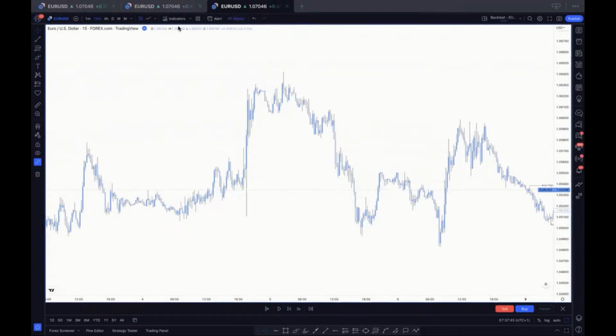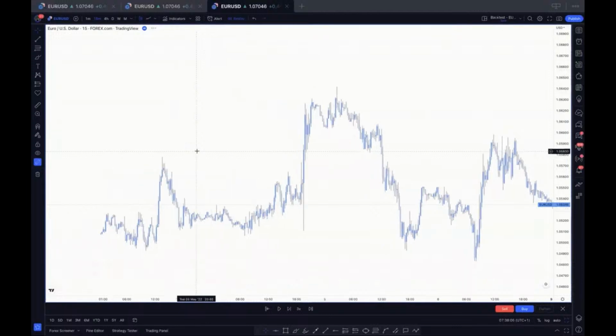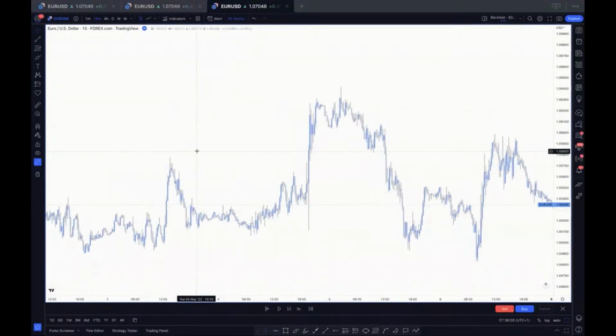The free version, I think, doesn't allow you to replay bars on lower time frames like the 15 minutes, which is what I'm on. I think it only allows you to do that on the daily and weekly, or thereabouts. But I'm going to show you how to do that using the bar replay to test your market structure. And also, I'm going to show you how to do the same thing if the TradingView you're using is not a paid version.